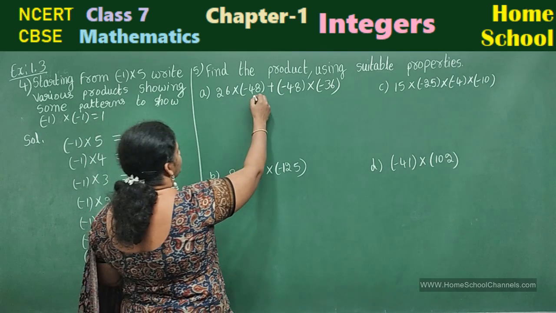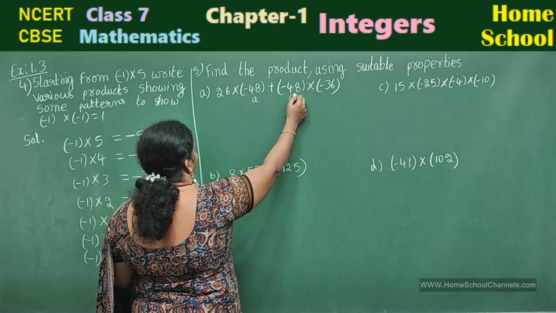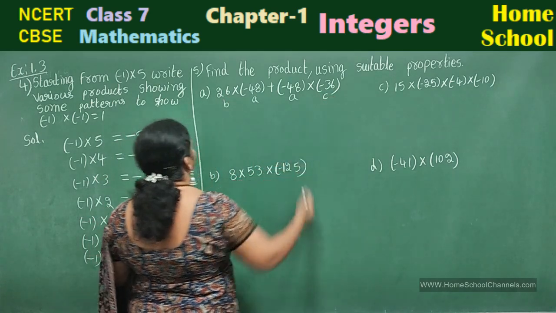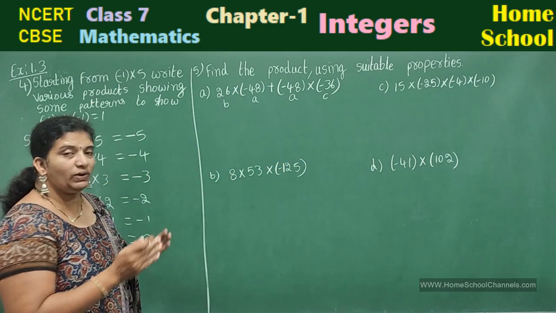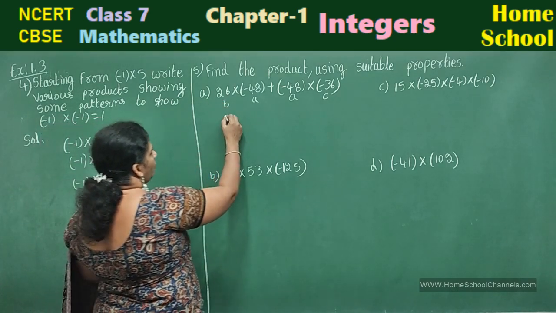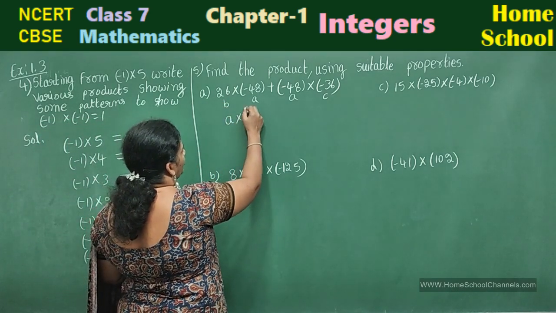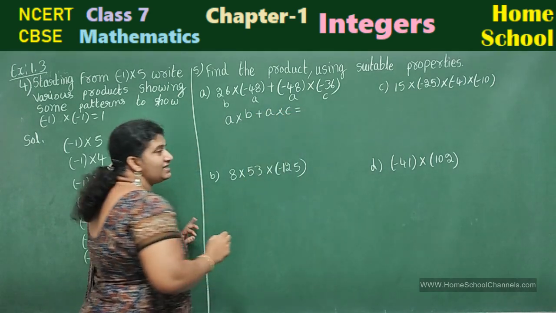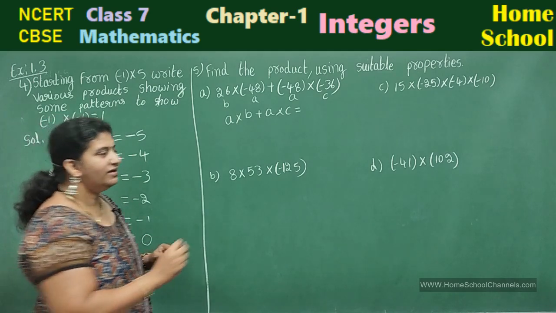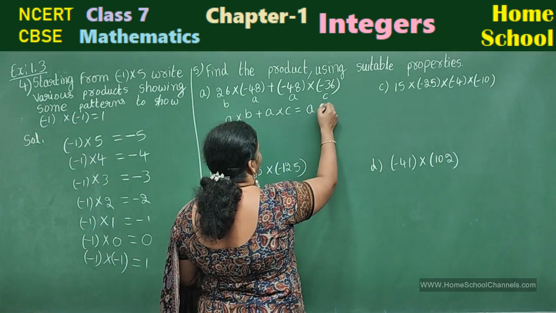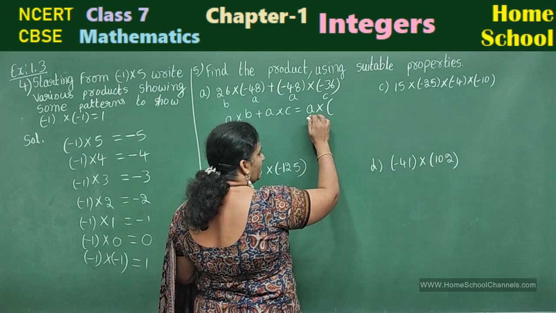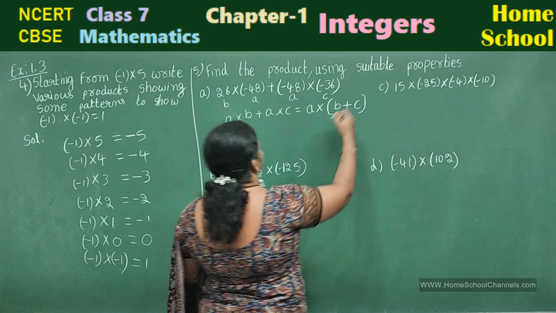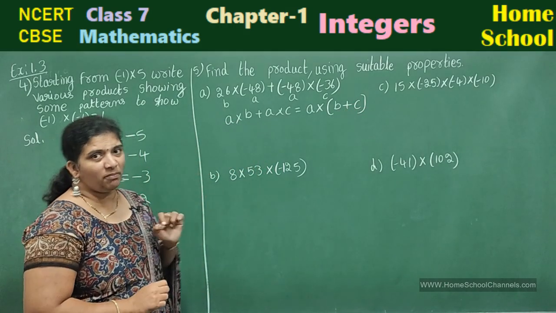Let me take this as A, this as B and this as C, just roughly to understand this. Where you get A into B plus A into C, I think it is distributive, right? Distributivity of multiplication over addition. Did you understand the property now?